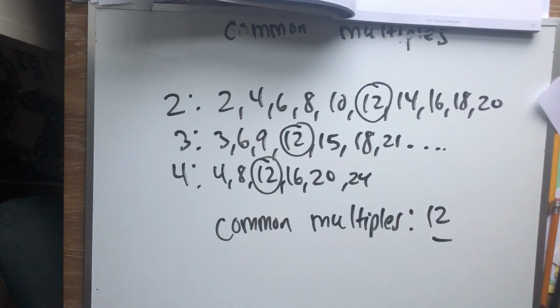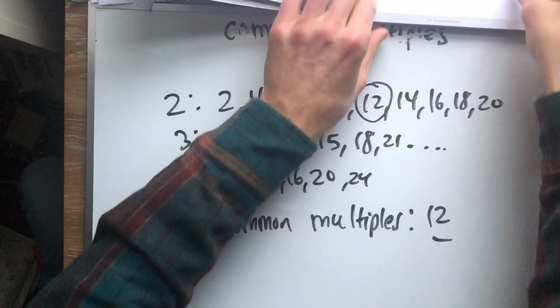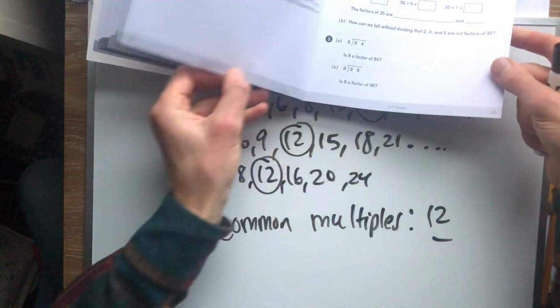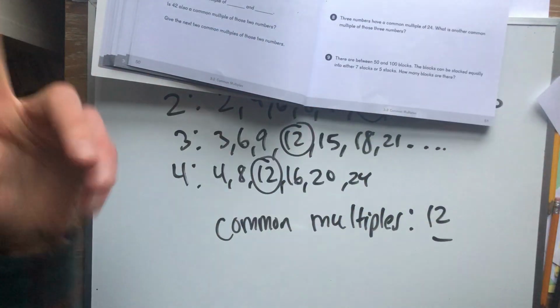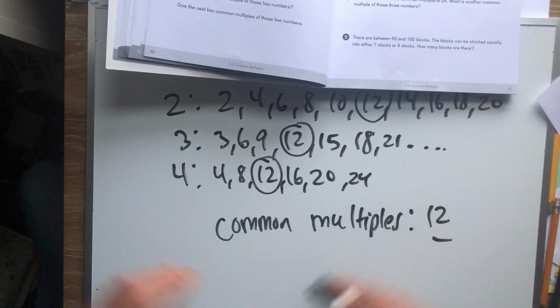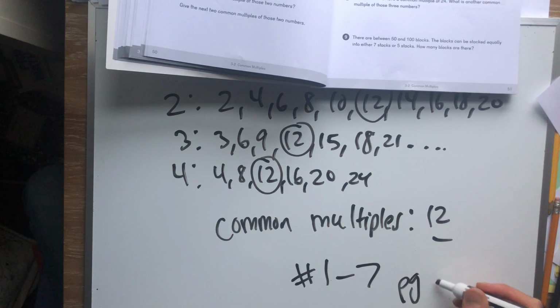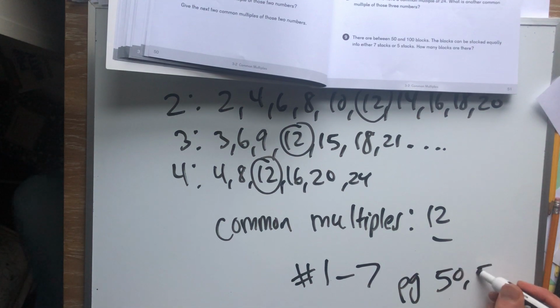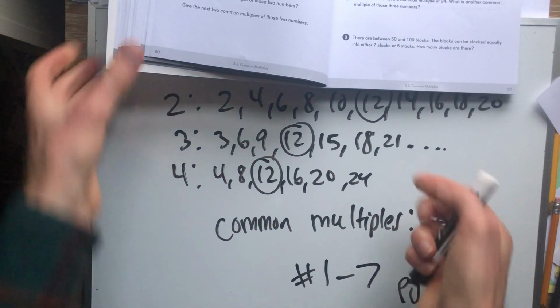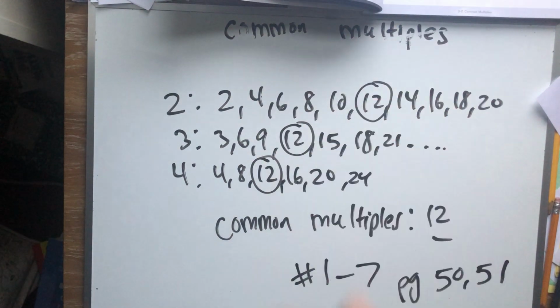But there are more. All right, you guys, so we're going to be doing pages 51 through 7. If you want to keep going and try to do 8, 9, and 10, that's bonus, like extra credit. But I want everybody to do numbers 1 through 7, pages 50 and 51. Common multiples. You can do it.